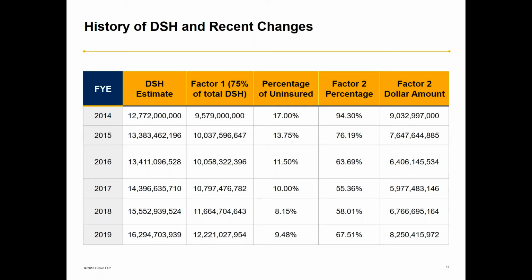So the first factor is that percent of uninsured. You can see in 2014, that percent was 17%. And over the next intervening years through 2018, that percent of uninsured had decreased. It went from 17% down to 8.15% through 2018. And then in 2019, it starts to creep up again, and is predicted for 2020 to creep up higher than that. So basically what we're saying is the percent of uninsured is starting to creep back up.